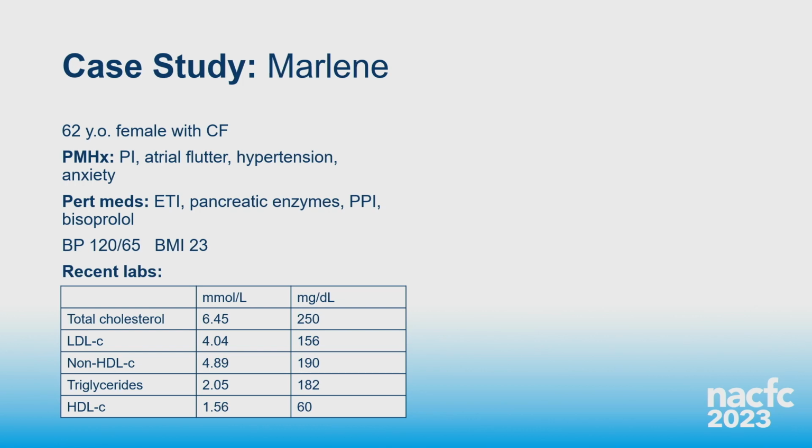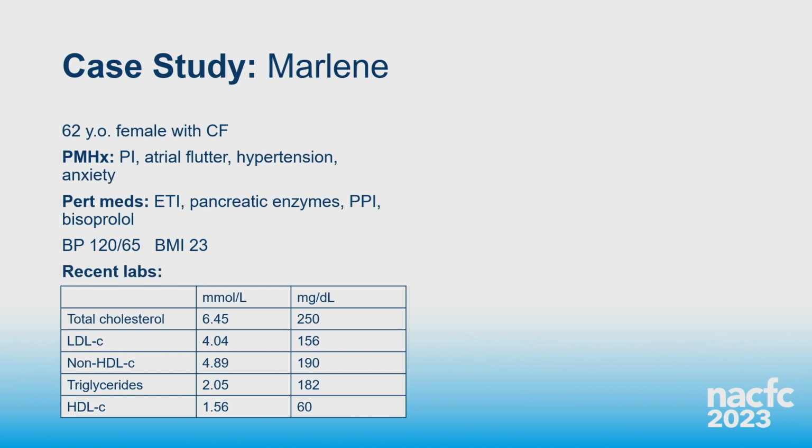So I wanted to take you through a case study of a patient that I saw in clinic a couple of months ago. I've changed her name, but this is Marlene. She's a 62-year-old female with CF. She's pancreatic insufficient, has atrial flutter and hypertension and anxiety. I've listed her medications here. Her blood pressure is well controlled, and her BMI is very healthy at 23.